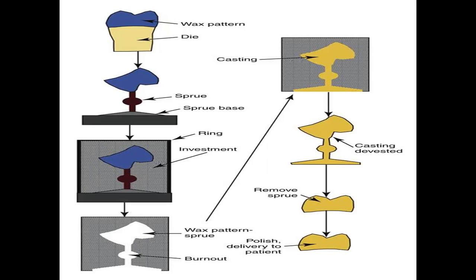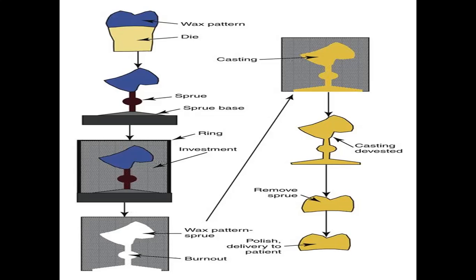So, fabrication of the wax pattern on the die or on the cast. We are just talking about a single piece now. From the cast, the single prepared tooth is separated, which is known as the die, and that die is separated from the cast. From that, the wax pattern is fabricated, and onto that wax pattern, the sprue is attached, and this sprue is attached to a sprue base. After attaching to the sprue base, the casting ring is placed, and then the investment material is poured. After the setting of the investment material, we go for wax burnout.